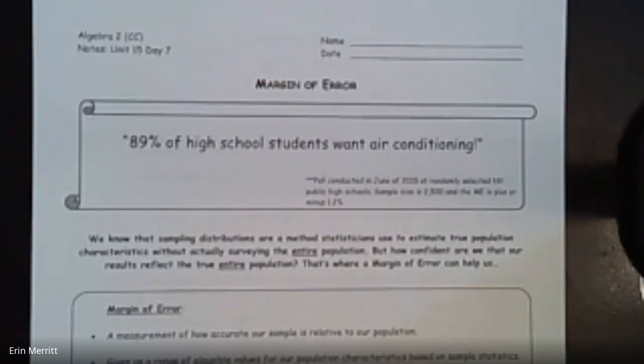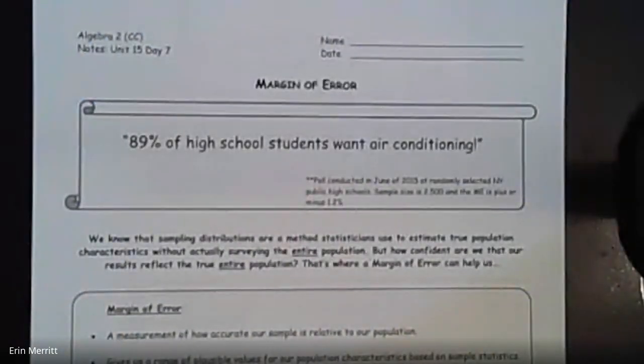We are talking about margin of error. This is probably something you've heard of before, the idea that a number could be off by a little bit. But this first example is kind of fitting for this time of year. It says 89% of high school students want air conditioning. In my mind, it would be 100%, but that's beside the point.